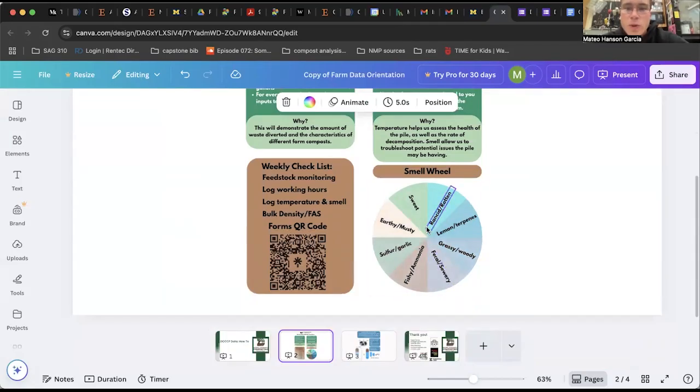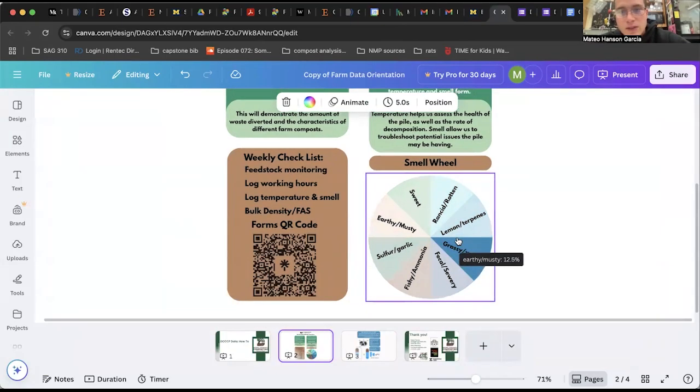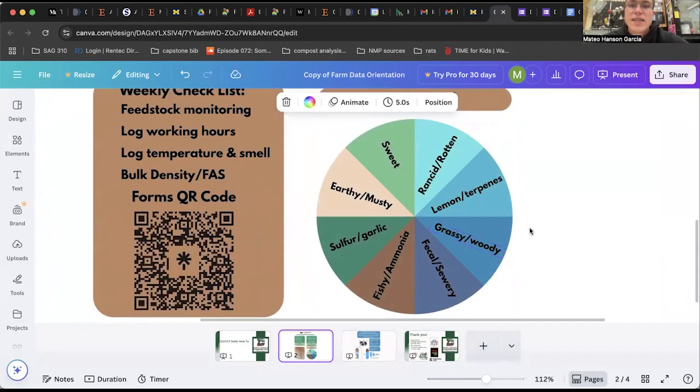We've included a smell wheel here. So you'll see sweet, earthy, musty, lemony, grassy. Sometimes it even gets a little fishy. This is, again, for you, it's just an example. I think the wheel is a nice visualization of how all these things interact.